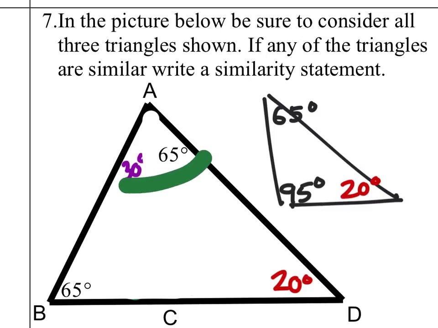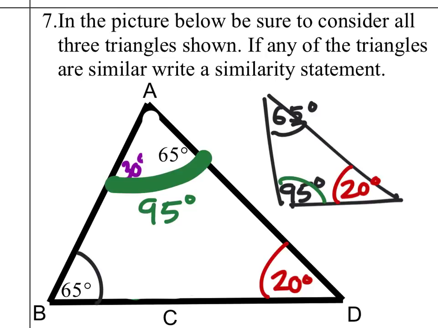Now again, if we get rid of that line, we see we have those two angles, and what do they add up to? 95 degrees. So that corresponds with this angle. The two 20 degree angles correspond, and the two 65 degree angles also correspond with each other. Therefore, these two triangles are similar.